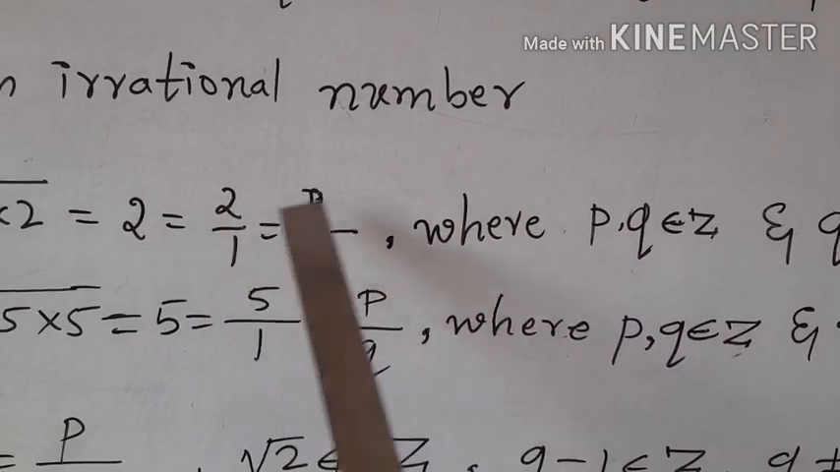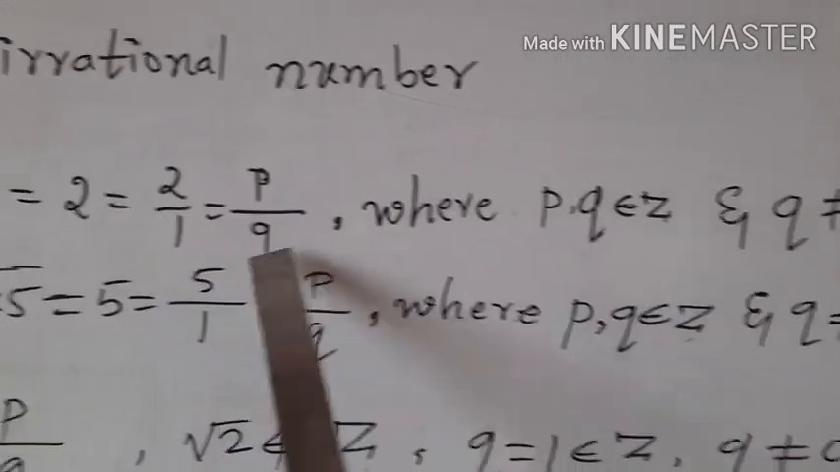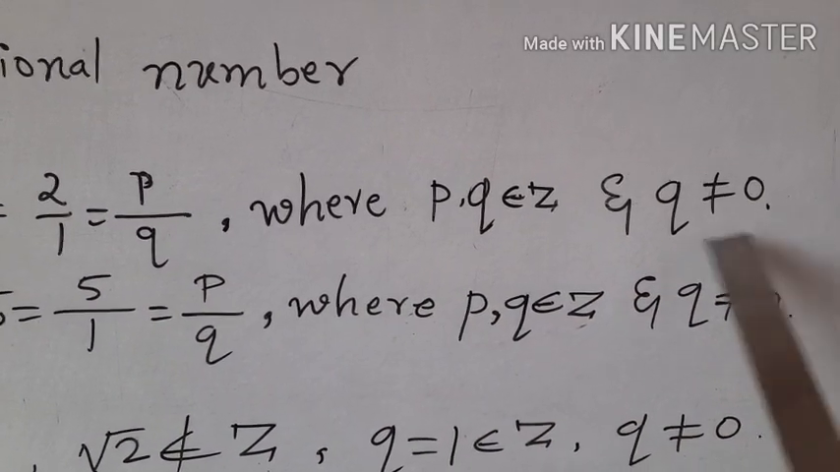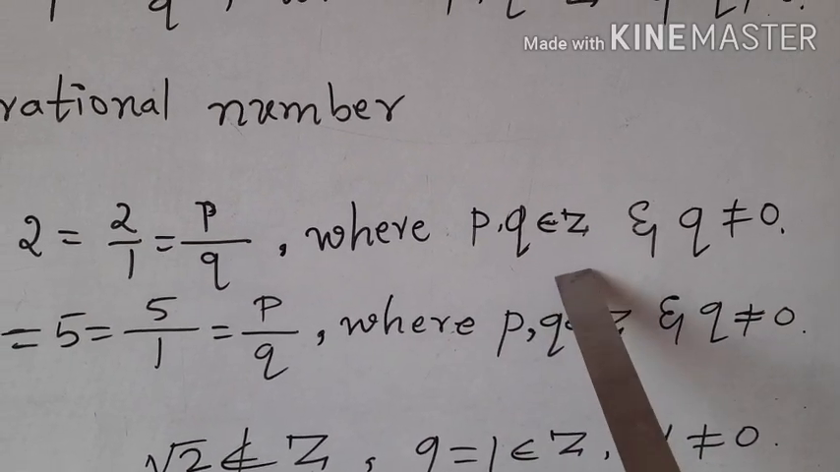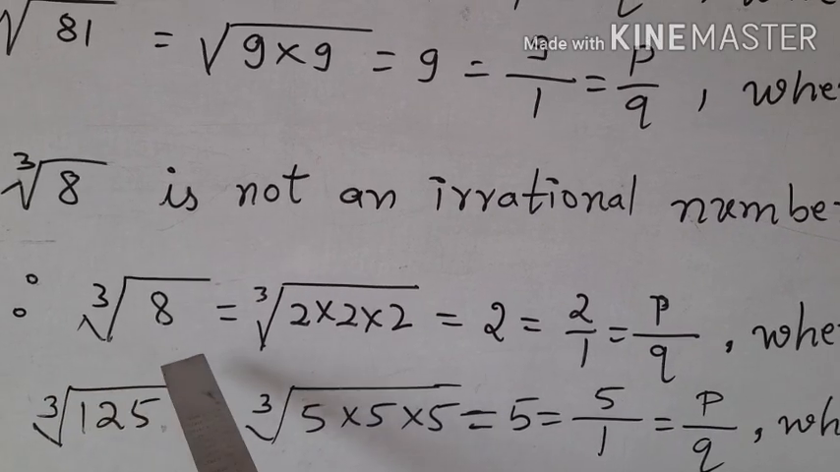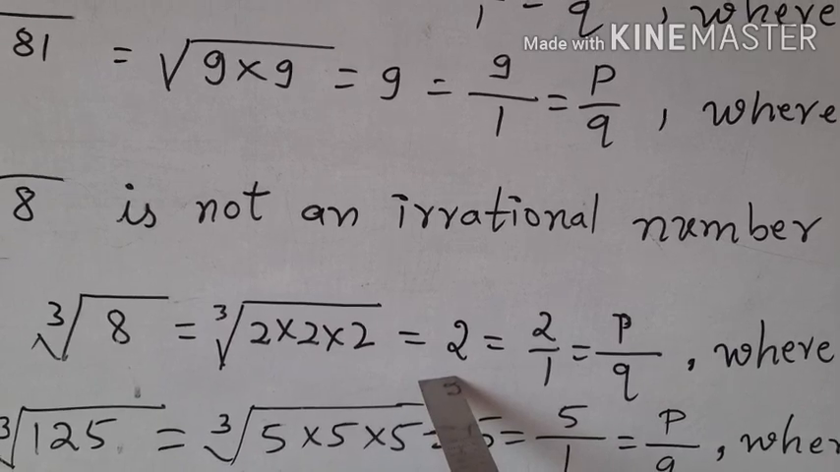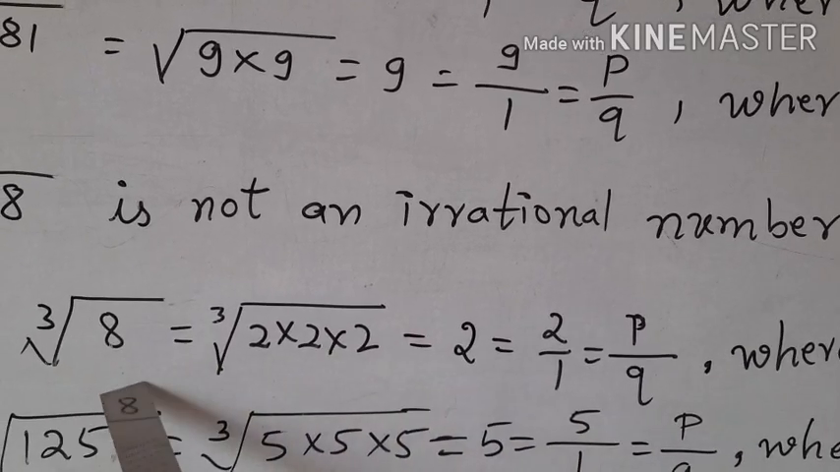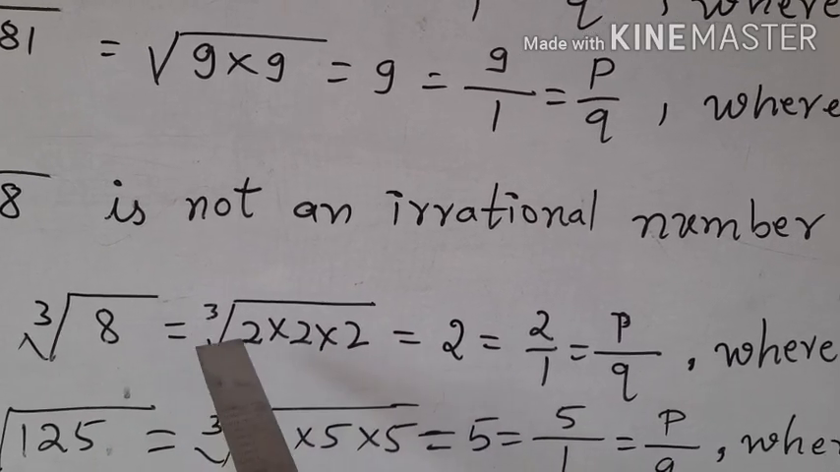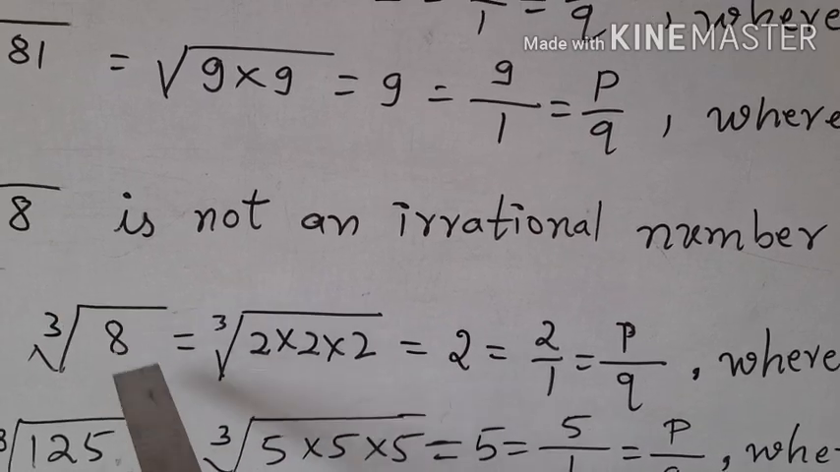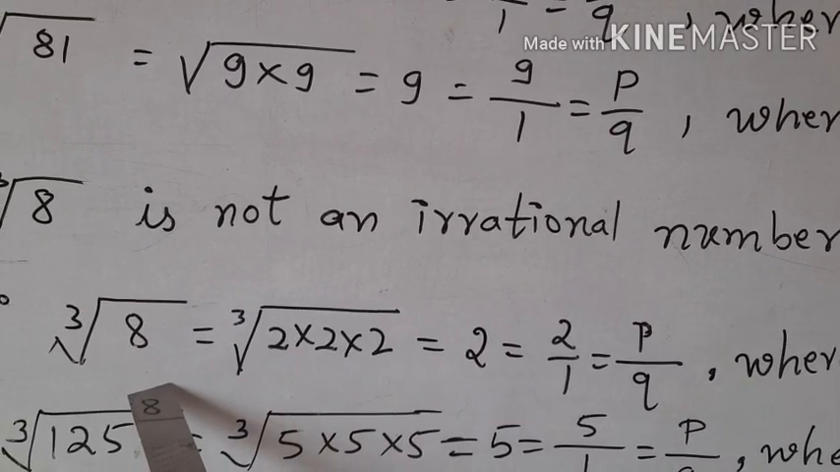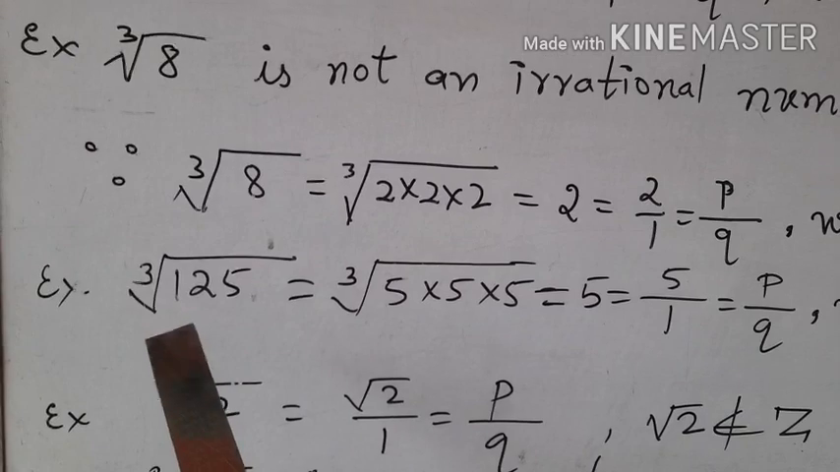Here p is equal to 2 and q is equal to 1, and q is not equal to 0, and p, q are integers. That is why, children, cube root of 8 is equal to 2, which is a rational number. Therefore, cube root of 8 is not an irrational number. It is a rational number. Okay. Let us see one more example.